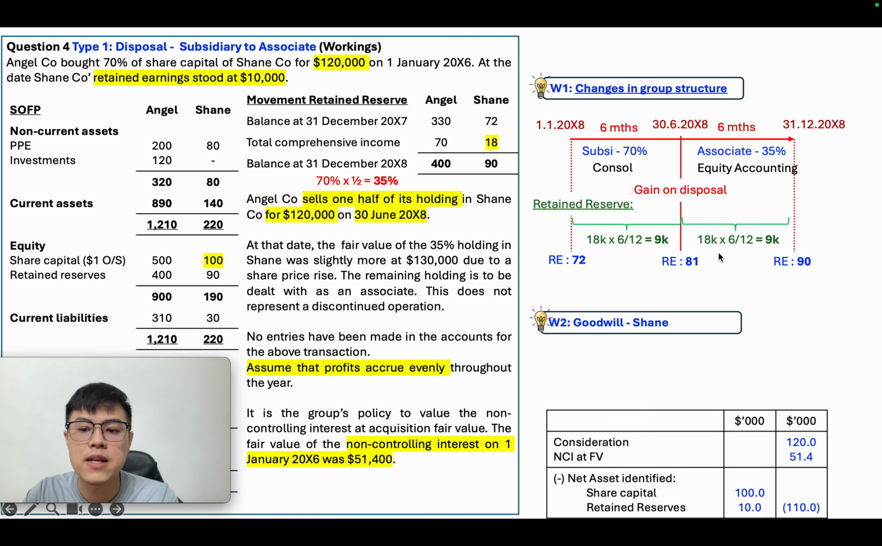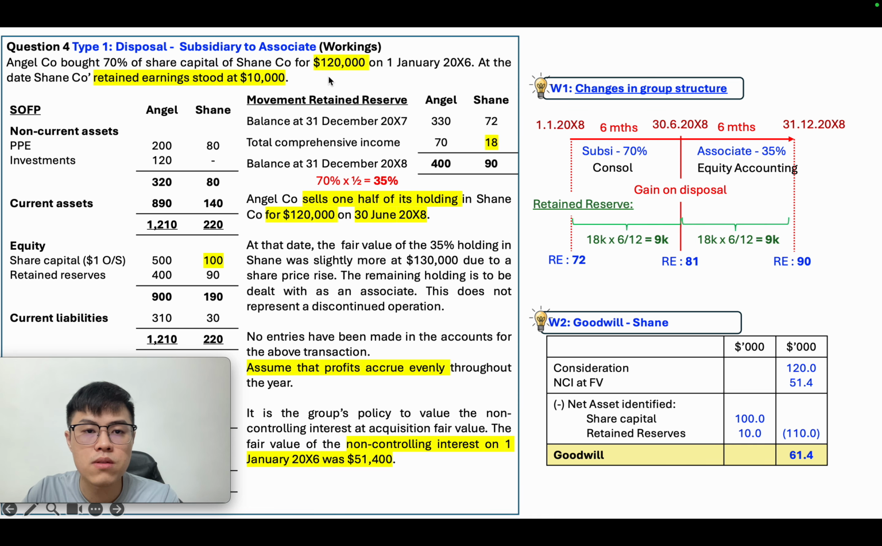So goodwill, as mentioned in the question, they used 120,000 to buy 70% of the shares, which is the consideration. NCI 51,400. Net assets identified: your share capital on the date is 100,000 and the pre-acquisition retained earning is 10,000. So this goodwill, 61,400, happened at the date of acquisition of this subsidiary. And when you are disposing of your subsidiary here, you will need to derecognize this goodwill.